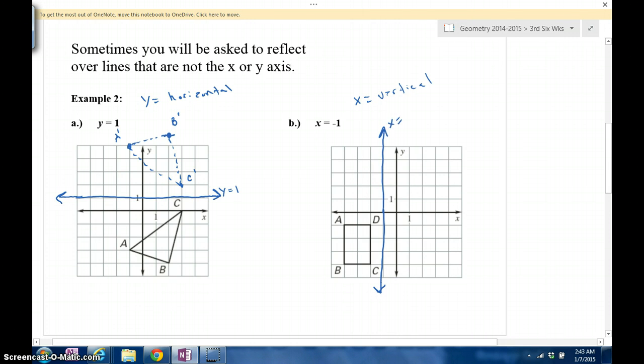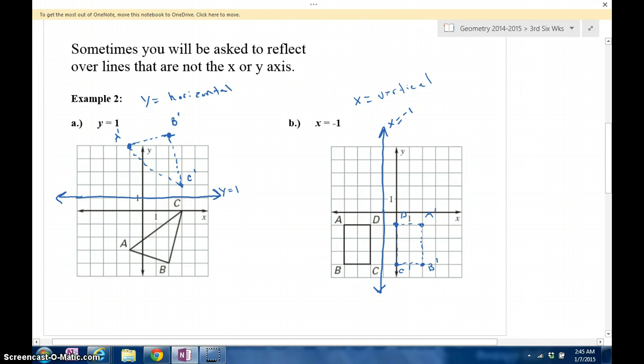All right. Okay, so same thing, equal distance. D is 1 unit away, so we go 1 unit the other way for D prime. A is 4 units away. 1, 2, 3, 1, 2, 3, 4. Excuse me, I'm sorry, A is 3 units away. 1, 2, 3. So A prime, C prime, and then B prime. All right, and we have a reflected rectangle.